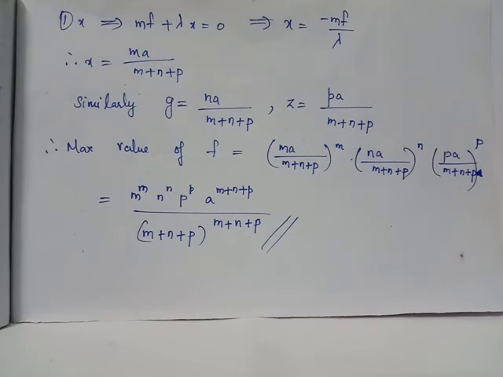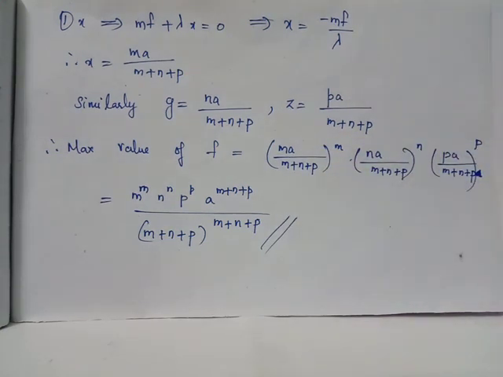Similarly, you obtain the expressions of y and z using the expression of lambda by multiplying equation 2 by y and equation 3 by z and equating to 0. Having found x, y and z, you can find the maximum value of f by substituting the values of x, y, z in the standard expression of f of x, y, z, which is equal to x raised to m into y raised to n into z raised to p. After simplification, you get the expression which is the maximum value possible for f.